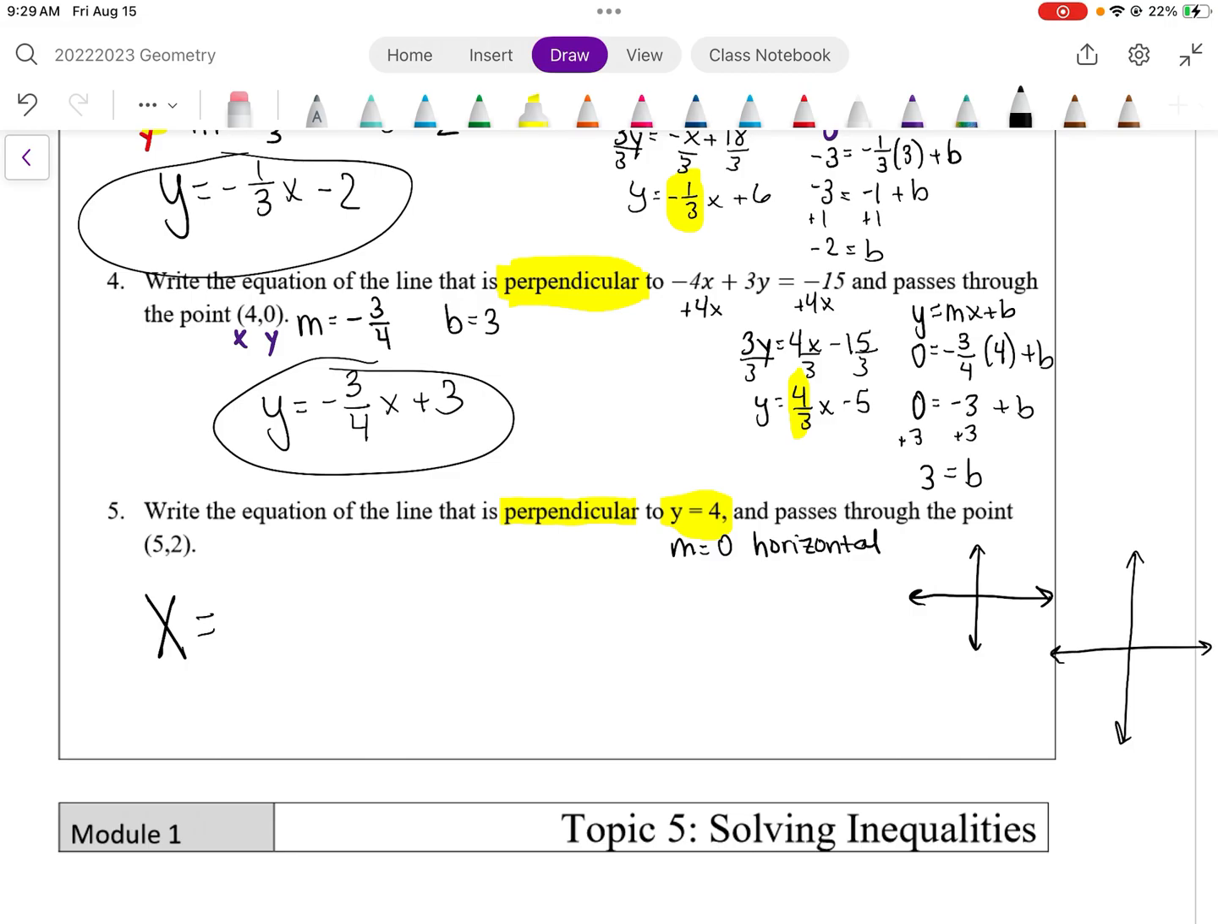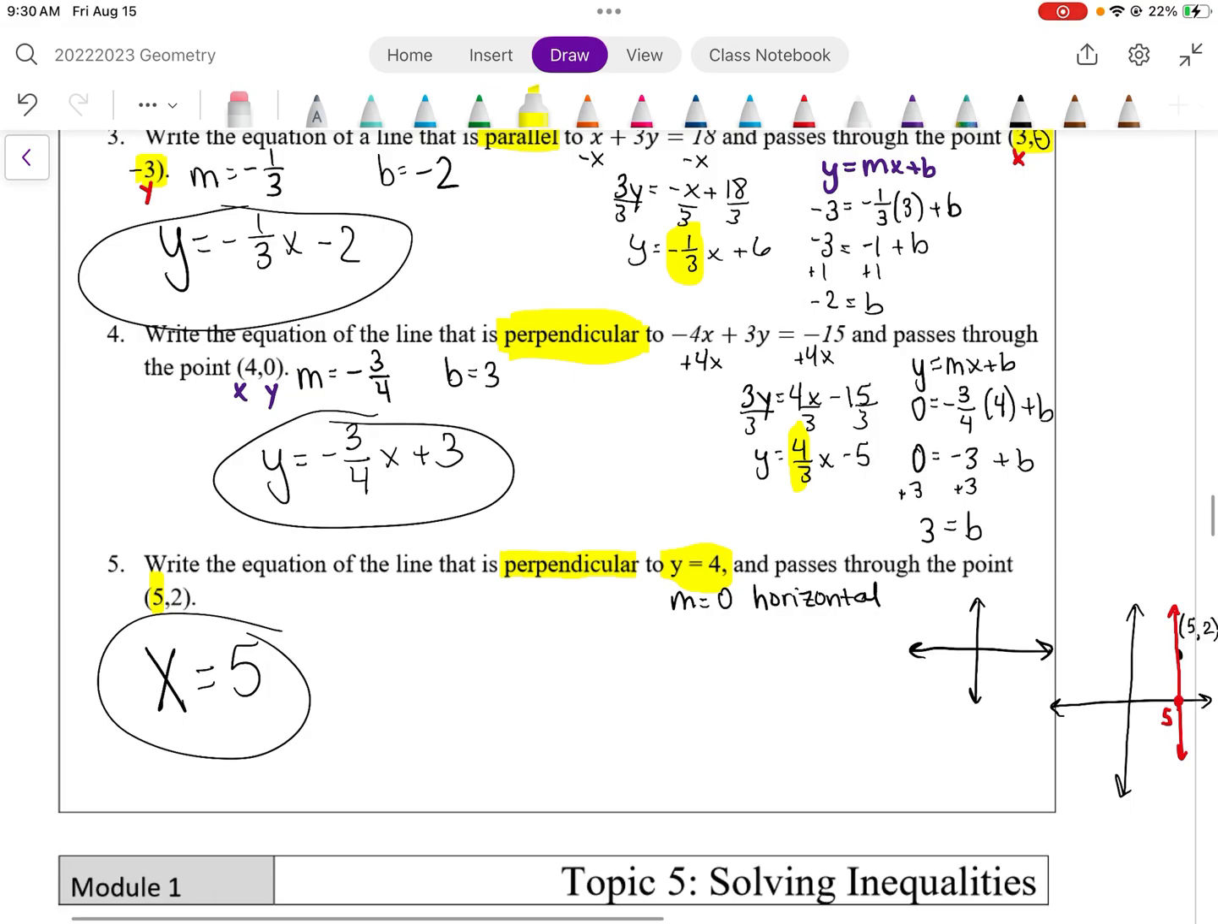I want you to visualize a graph really quick. Okay, here's my graph. I have point (5, 2). (5, 2) would be somewhere over here. Let's say this is (5, 2). If I want a vertical line to go through that, where would it have to cross the x-axis at? Remember, (5, 2) is going over 5 up 2. This would have to cross the x-axis at 5. This would be a 5. So my vertical line equation would be x equals 5.